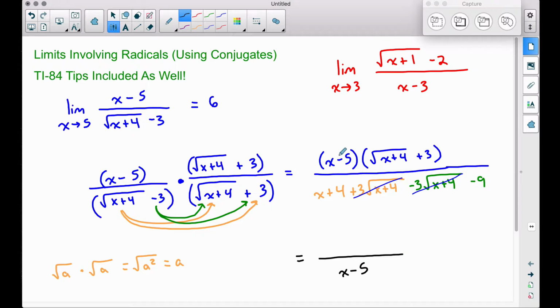And notice at the beginning I said I'm not going to do anything with these because now we have that common factor up there. You notice that? x minus 5 up top times that square root of x plus 4 plus 3. Well, let's cancel these out. We have common factors, canceling those out.